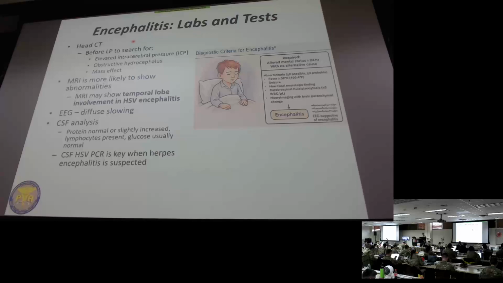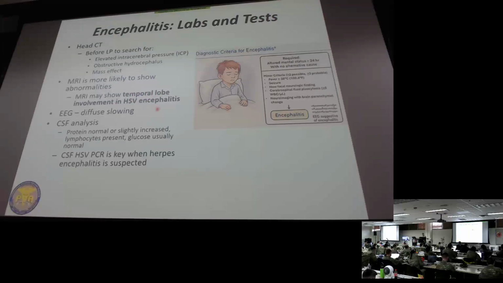All right, labs and tests: get the head CT before you do the LP, to make sure you don't have mass effect. Because with those signs and symptoms, you're like, hey, there could be increased intracranial pressure, so get the CT first. MRI is more likely to show abnormalities than a CT. CT is just going to show soft tissue, but MRI might show that temporal lobe involvement in HSV encephalitis.